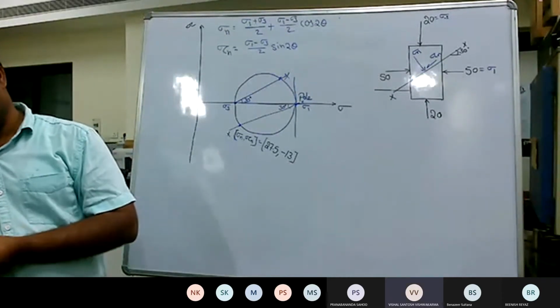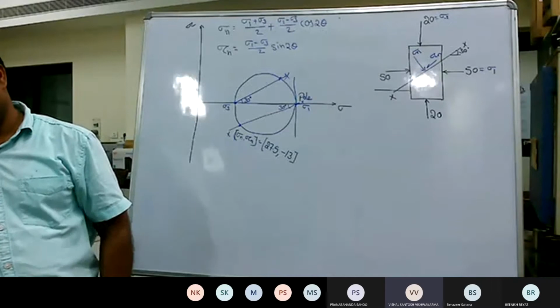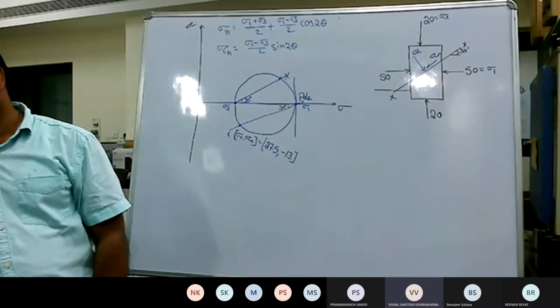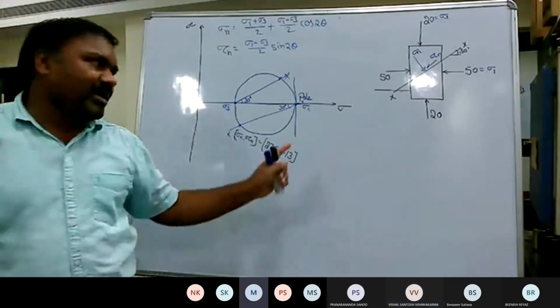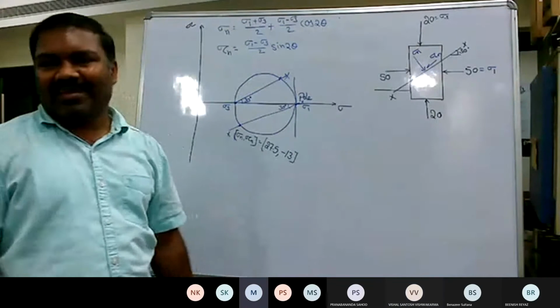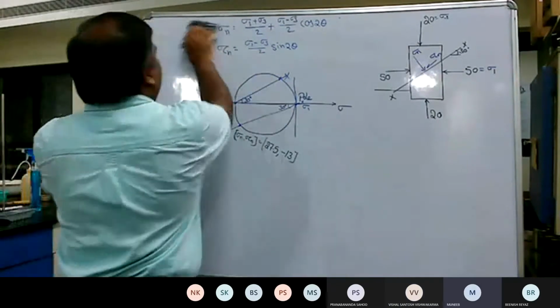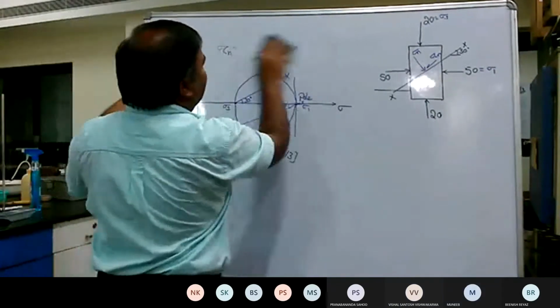Sir, when we derive the formula, we get sigma 3 minus sigma 1 divided by 2 sine 2 theta, not sigma 1 minus sigma 3 divided by 2 sine 2 theta. That you don't get confused. So I think we should move ahead now. We'll check it later. Okay, go to the next sum.